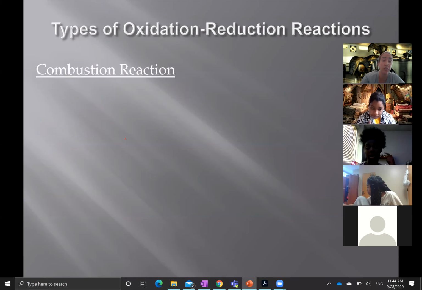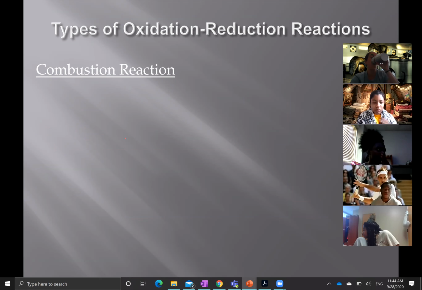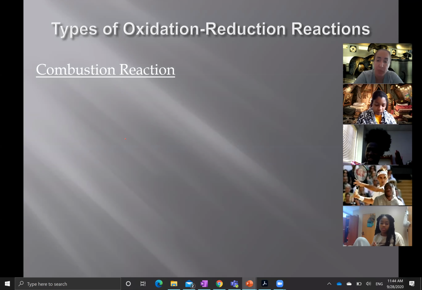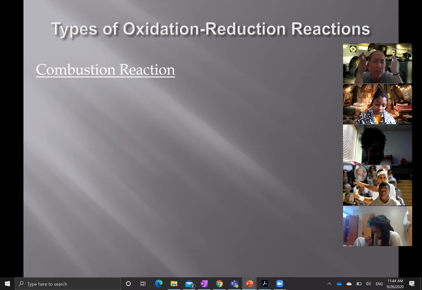Okay. So the next type is combustion. Does anybody know what a combustion is? How can you tell it's a combustion? Isn't it something to do with oxygen or something? Right. So the prerequisite of a combustion reaction is that you are reacting with oxygen gas. And another prerequisite, which you don't need to fully understand right now, is that it's an exothermic reaction, meaning a lot of energy is created from this reaction.